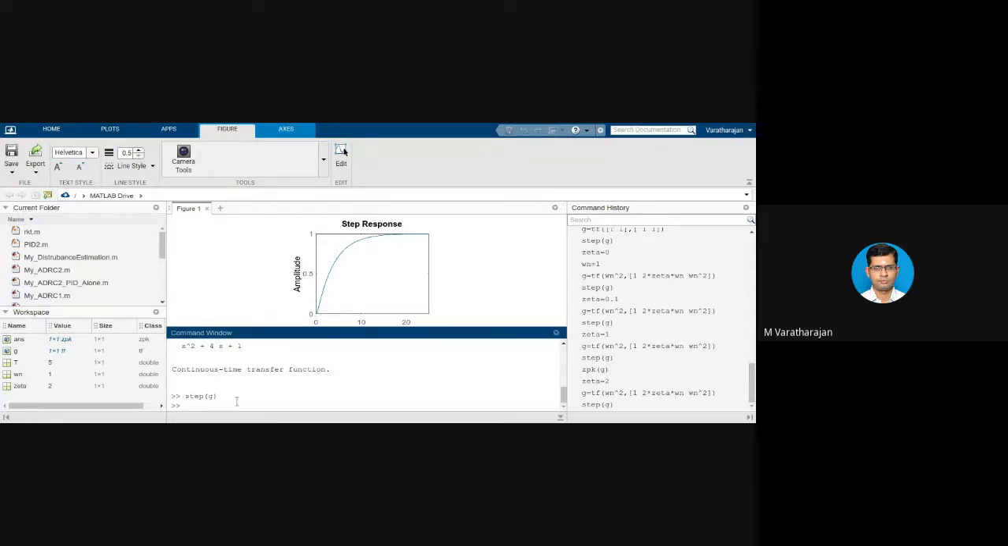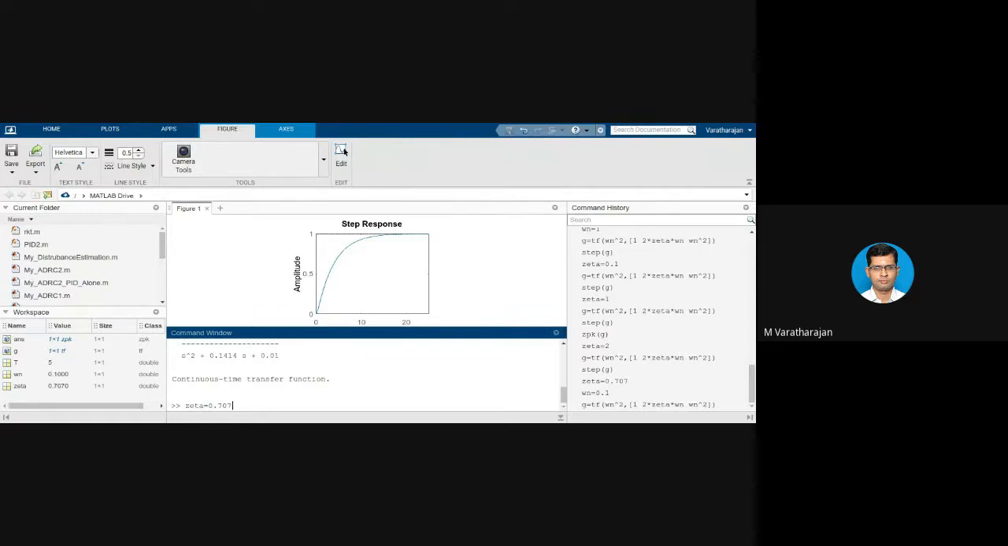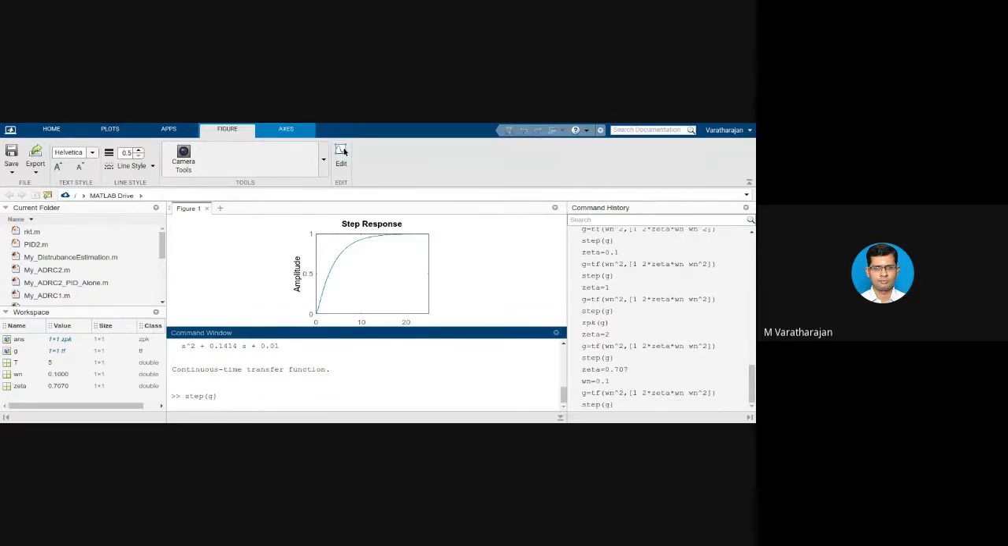The next variation we are going to see is to keep zeta constant. Let us keep zeta at some value, 0.707. You can take any arbitrary value. I consider an underdamped case, 0.707, and omega n we are going to vary. Whatever we have plotted is for omega n equal to 1. Now let us check for omega n equal to 0.1. Create the transfer function. See this step.